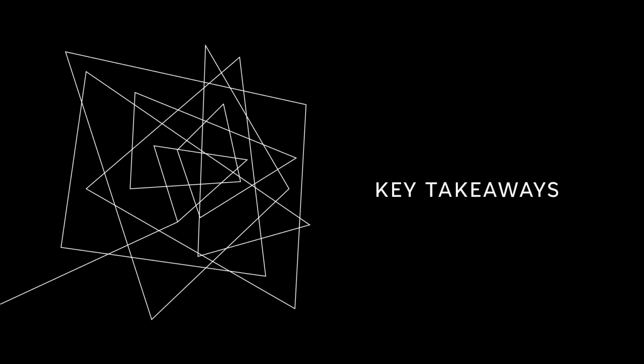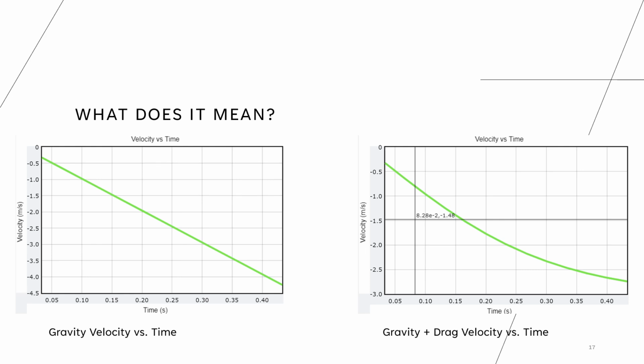Key takeaways. What does it mean? We can see in the gravity plus drag model that it is approaching a terminal velocity due to the drag balancing out with the acceleration due to the force of gravity, because as the velocity increases, air resistance increases. However, the gravity model is continuously increasing in velocity at a constant rate and therefore does not have a terminal velocity.